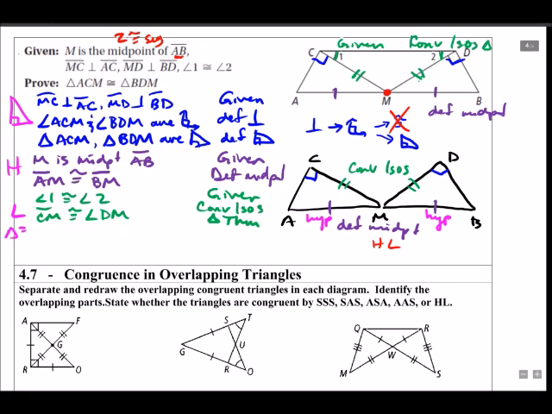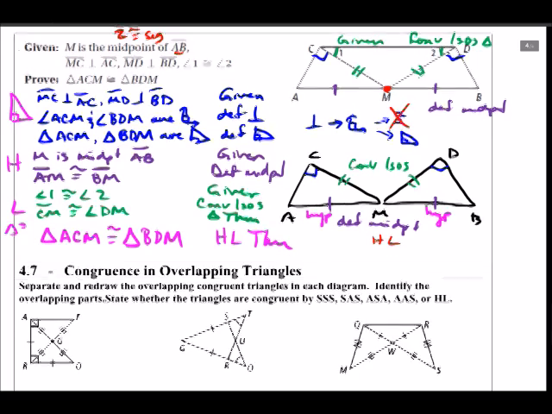Which triangles are congruent? Triangle ACM, let's check this. ACM is congruent to triangle BDM, yep, that's what I was asked for, by the HL theorem. Okay, so that one wasn't too bad. That was more what I was looking for in proofs than the last one. Last one was a little bit long.